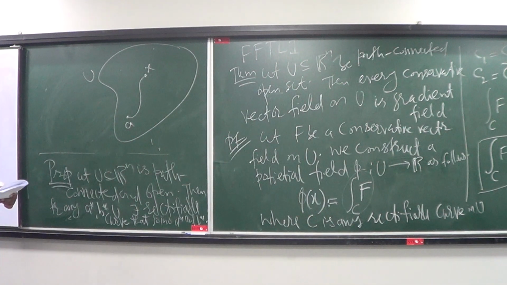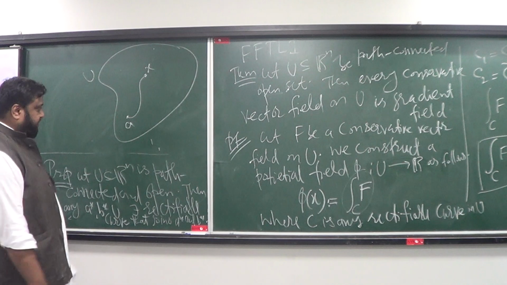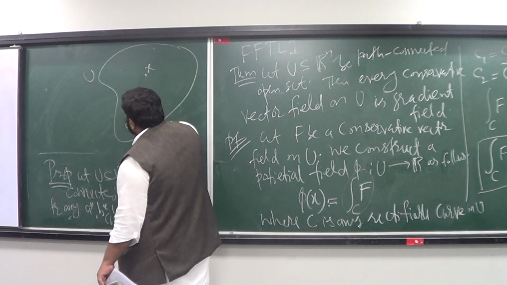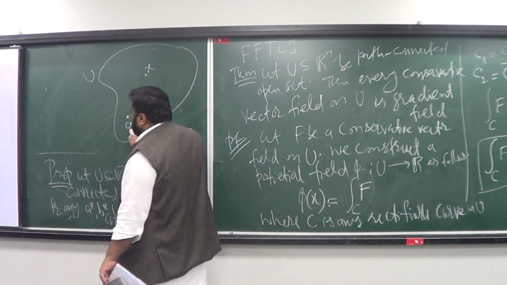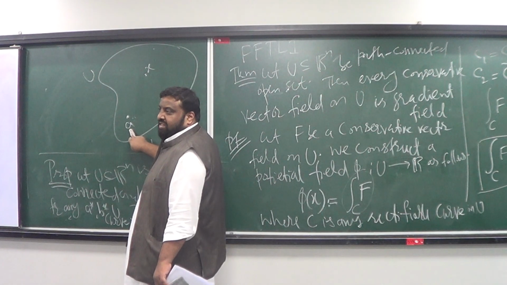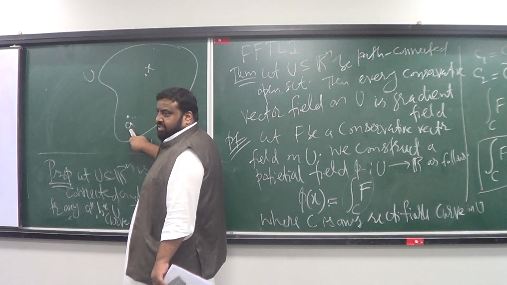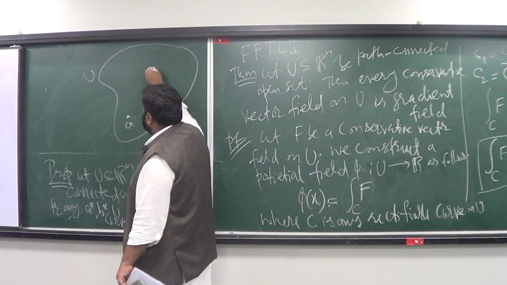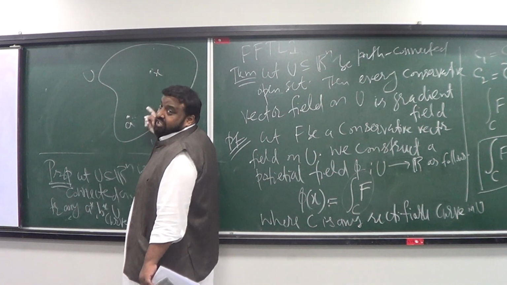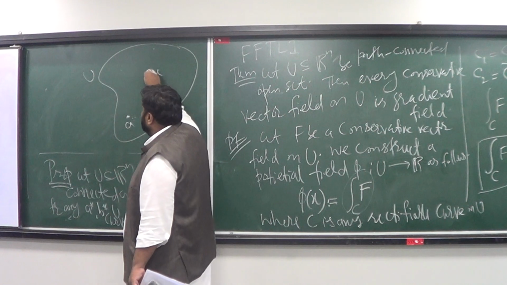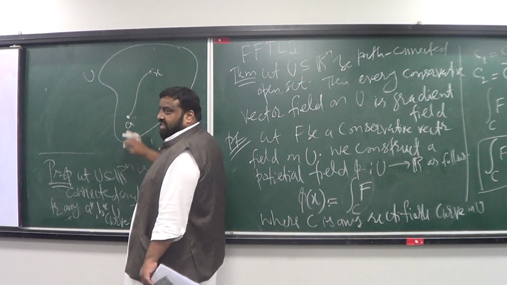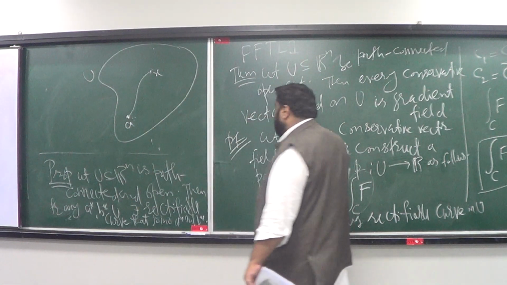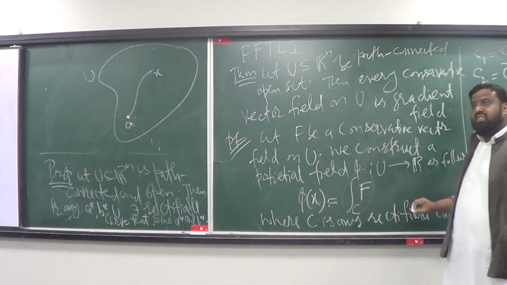First of all, I must pick a point before asking for the curve. So I have U and I picked a fixed point A from it, and then I take an arbitrary point. Why should such a curve exist? Because I know the region is path connected, so it's going to give me a curve. And this map is well defined because the vector field F is conservative.